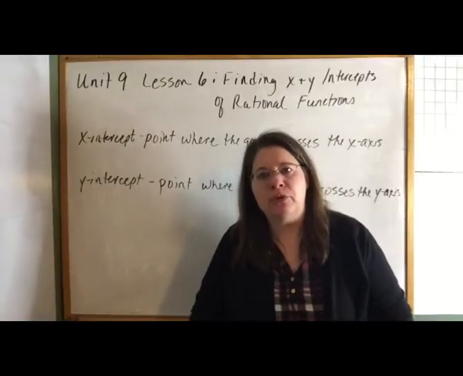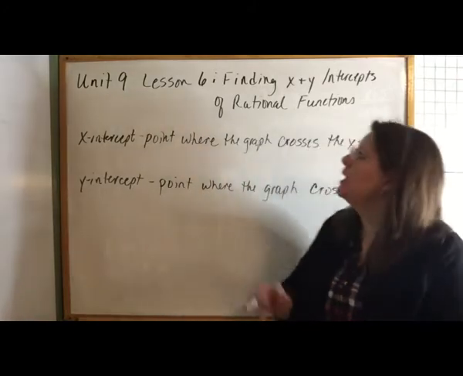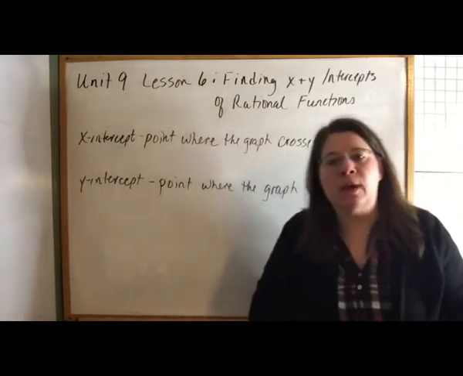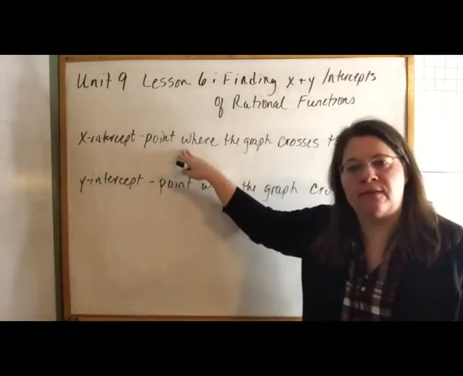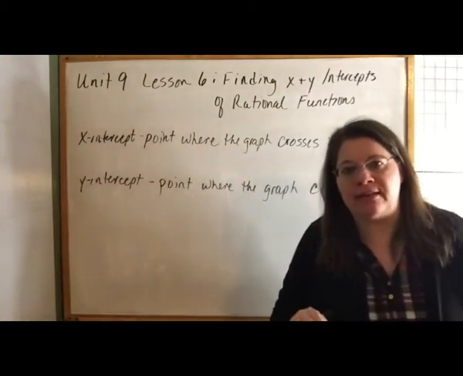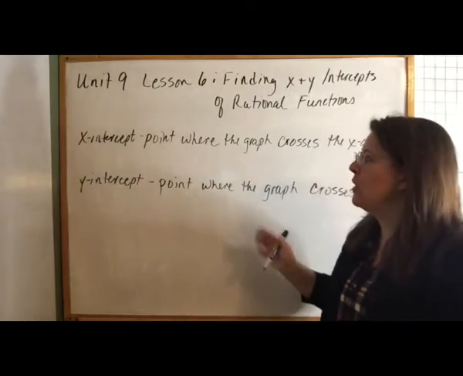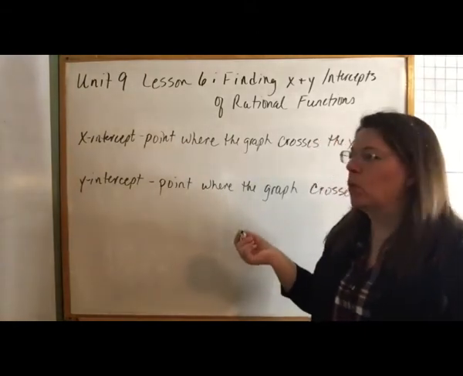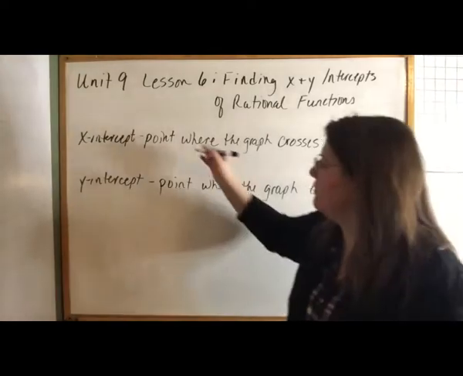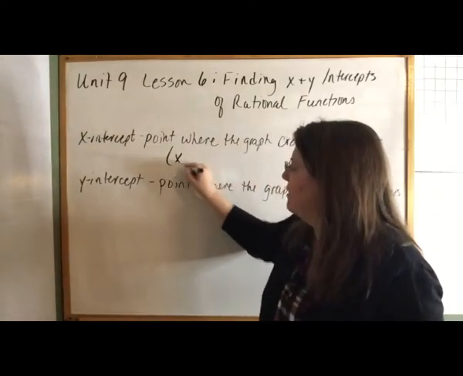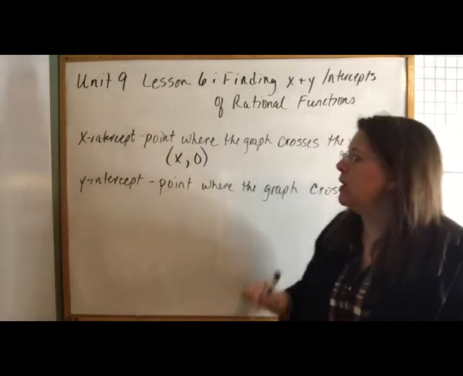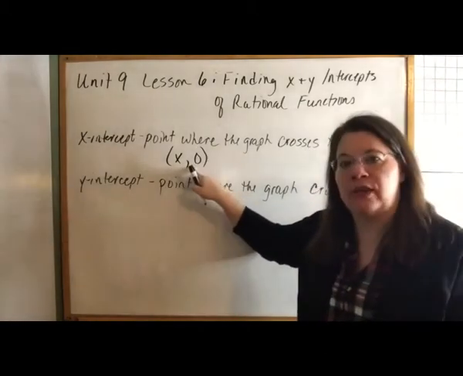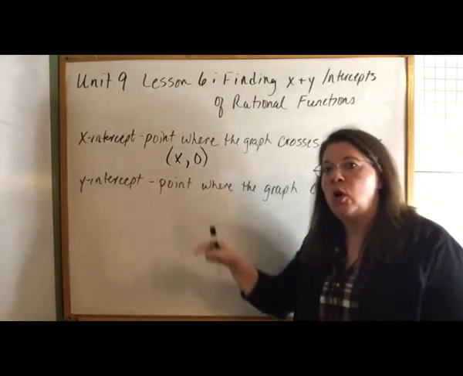This is Algebra 2, Unit 9, Lesson 6, and today we're going to learn how to find x and y intercepts of rational functions. An x-intercept is the point where a graph crosses the x-axis. That's going to occur when your ordered pair has an x value, and then the y coordinate is 0.